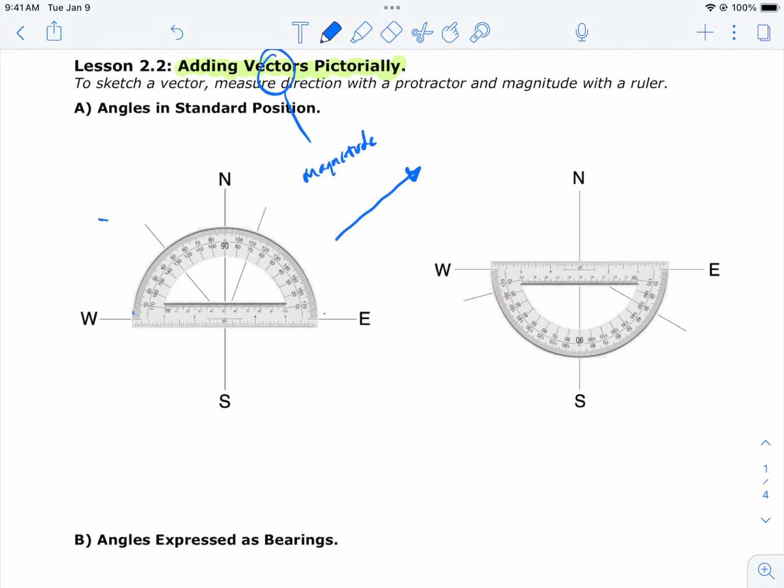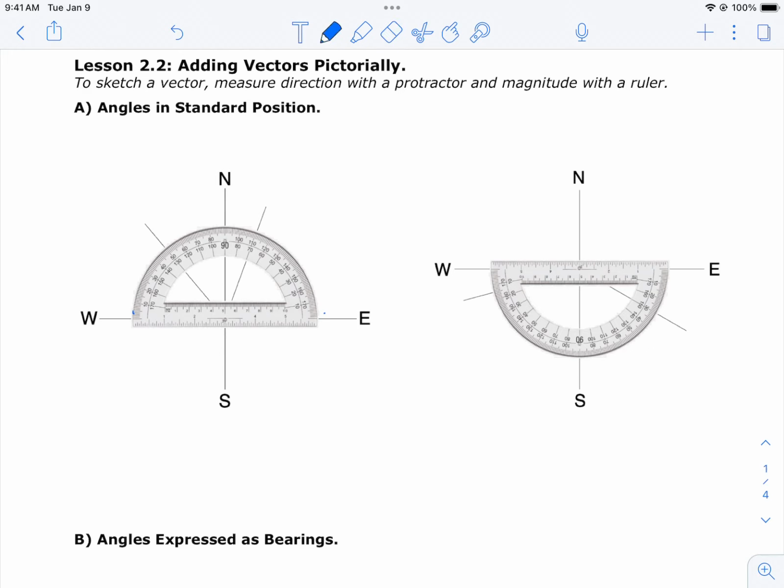But the magnitude you can measure with a ruler, and then you have to say its direction. Which way is it pointing? That's like a theta. That's those two things together, a magnitude and a direction. Push this hard in this direction, or move this fast in this direction. That's what makes up a vector.